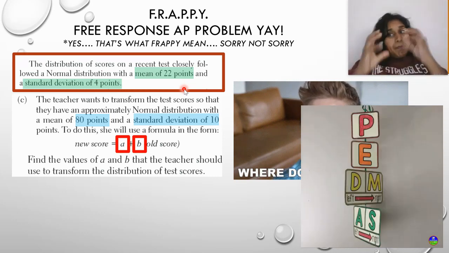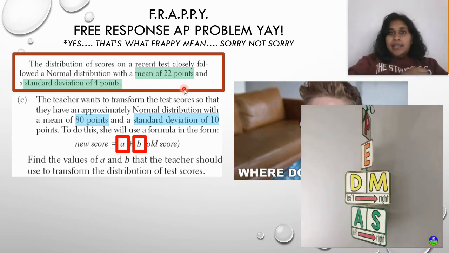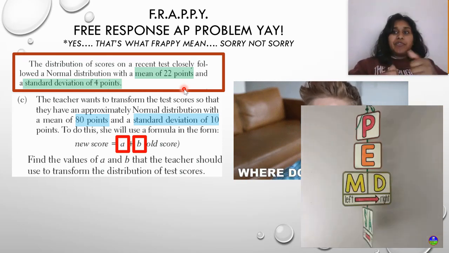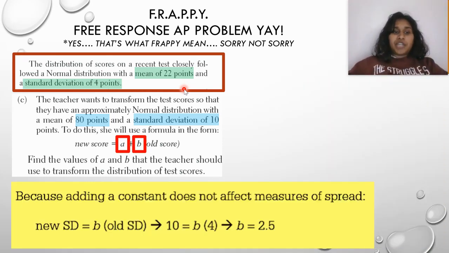Well, I would have to first multiply before I added, because that's how order of operations works. So let's solve the multiplication first before we solve the constant addition and subtraction. Starting with the multiplication, because adding a constant doesn't affect measures of spread, all we're dealing with right here is the standard deviation and constant multiplication. So my new standard deviation is equal to b times the old standard deviation.